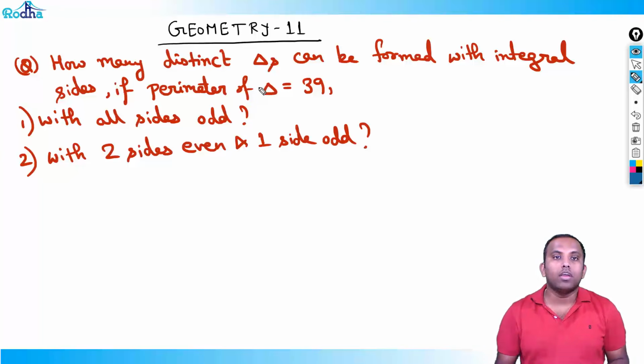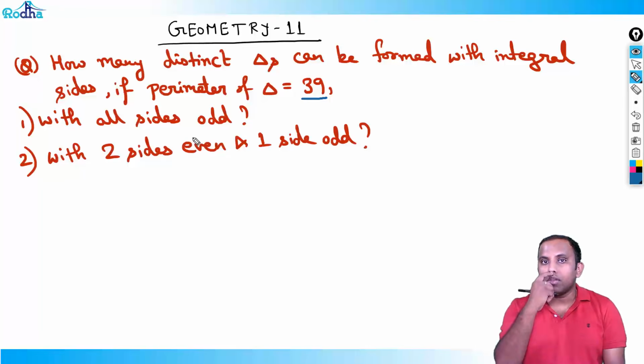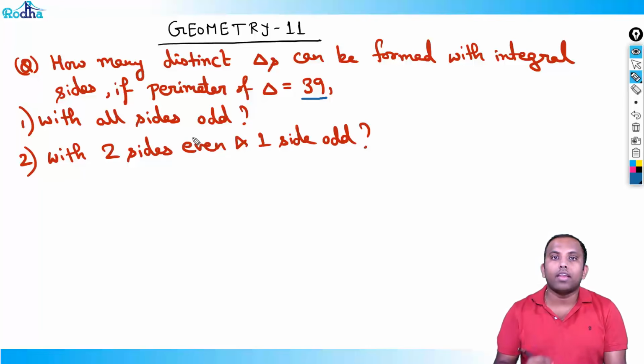That is the previous class. Now the question here is: how many distinct triangles can be formed with integral sides if the perimeter of the triangle is equal to 39? With all sides odd, and with two sides even and one side odd. We did a similar question at the end of the previous video, where the perimeter was an even number. Here the perimeter is an odd number, so let's see how to tackle this kind of question.